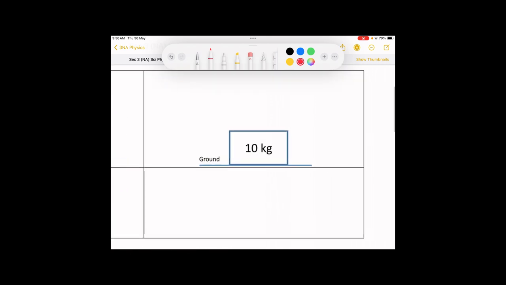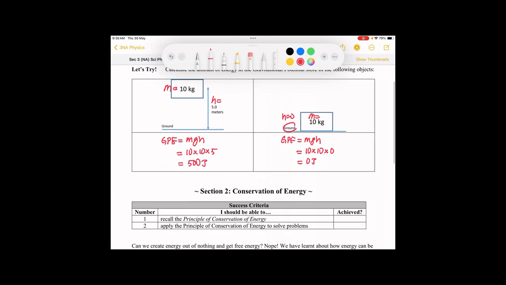Next, this object is on the ground. Same thing, mass is 10, but it is on the ground now, so we know that h is 0. Without doing any calculations, you should know that the answer is just 0. But let's just see how it plays out. GPE equals mgh. The mass is 10. g is 10 because of Earth. Height is 0. Anything multiplied by 0 is 0 joules. Okay, so this is how the formula plays out.